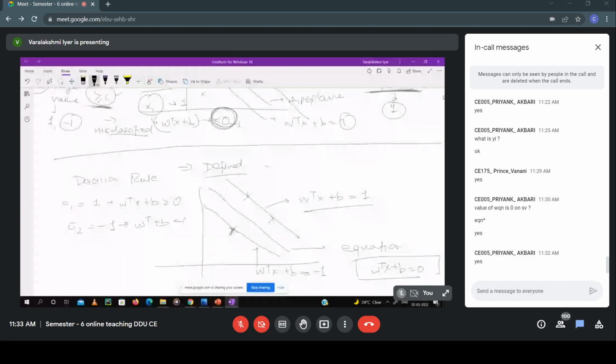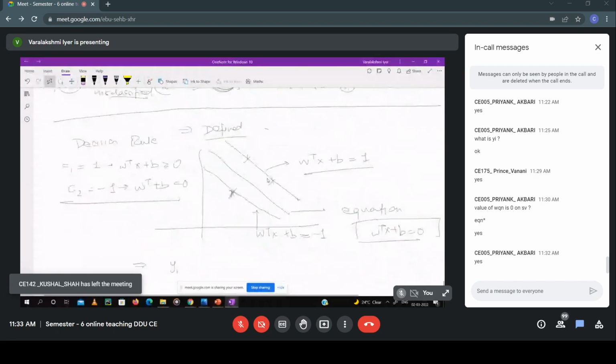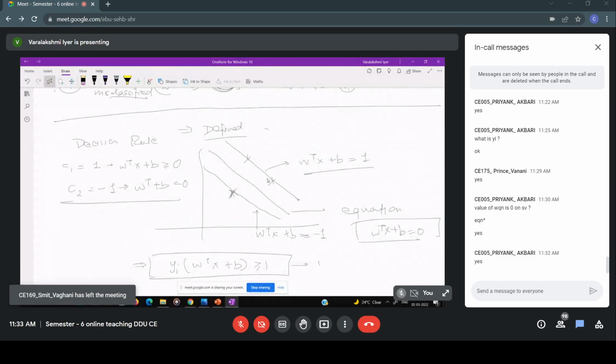Ultimately, for correct classification, our idea is that yi into W transpose X plus B is always greater than or equal to 1 for all the points that are correctly classified, and equal to 1 for all the points that are support vectors.